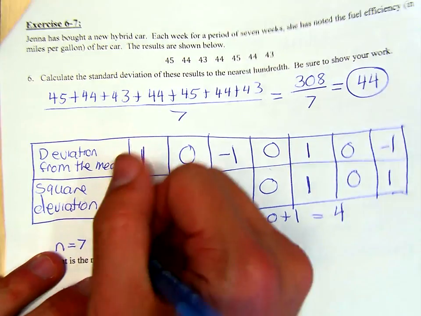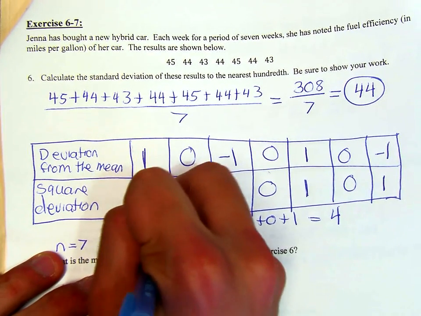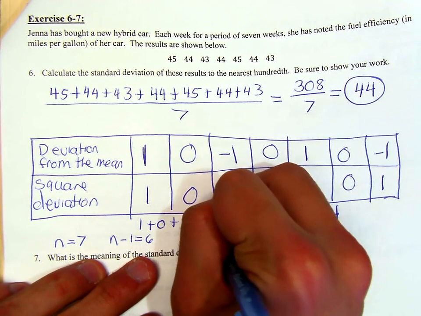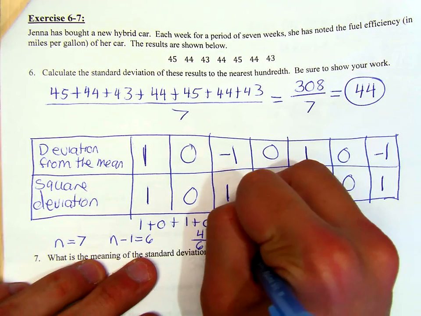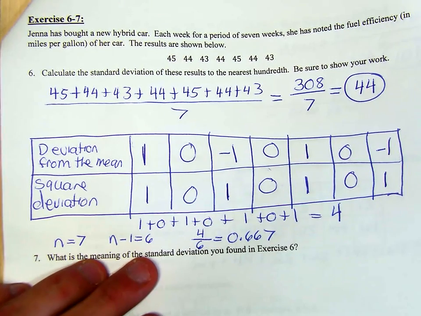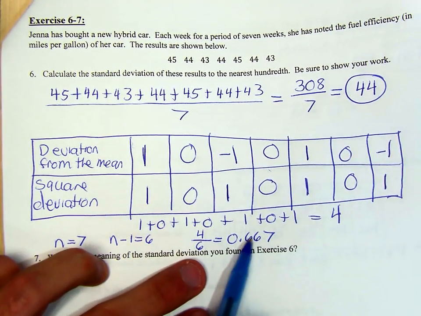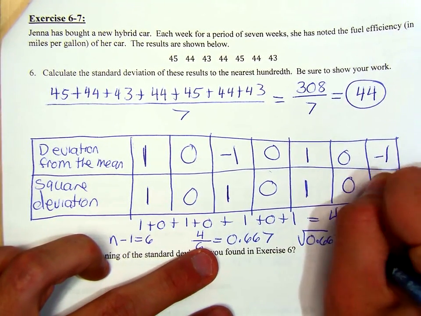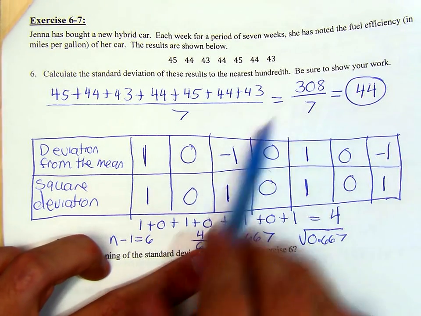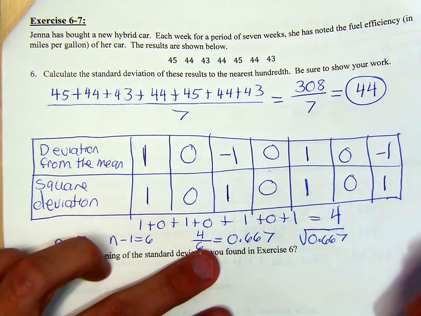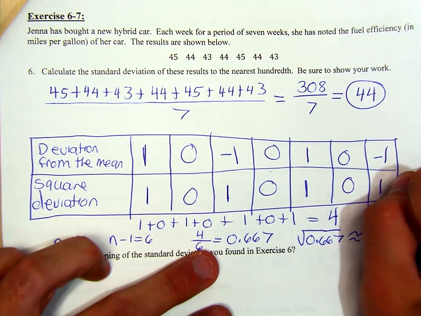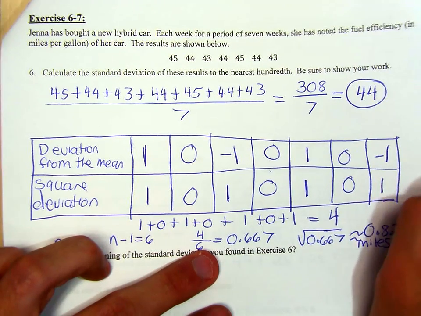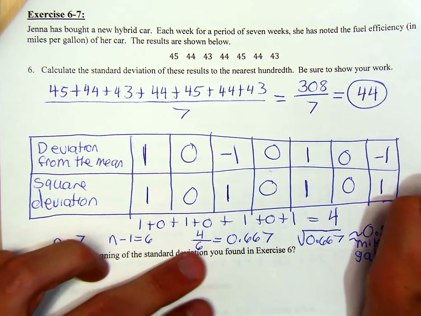And we want to divide this 4 by n minus 1. So n minus 1 would then be 6. So to find our deviation, we're going to do 4 divided by 6, which would be equal to about 0.667 to the nearest thousandth. And then we have to take the square root of this to find our standard deviation. So we do the square root of 0.667, and they say that we want to round our answer to the nearest hundredth. So this would be approximately equal to 0.82 miles per gallon.